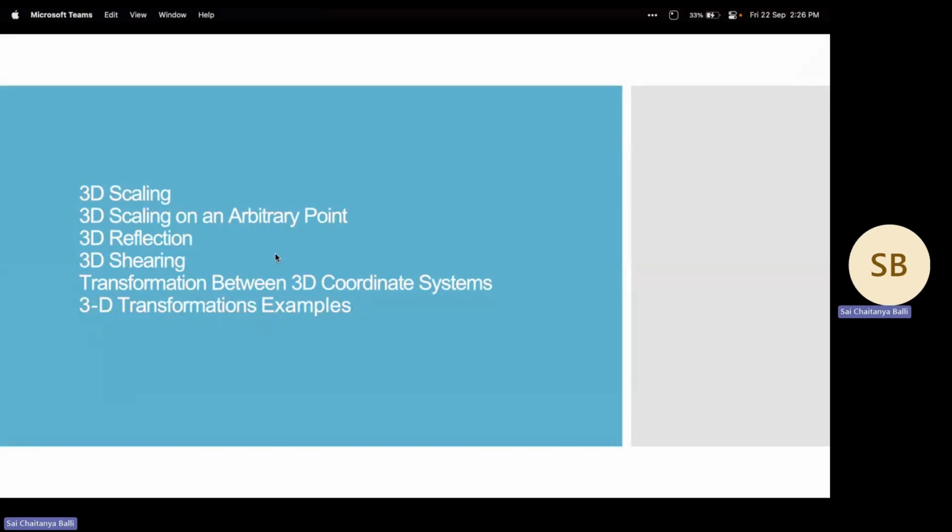Hello everyone. So today we are going to continue our presentation from my friend. In this presentation we'll be covering 3D scaling about an arbitrary point, 3D reflection, 3D shearing, and transformation between 3D coordinate systems. And at last we're going to look at some 3D transformation examples. So let's begin.